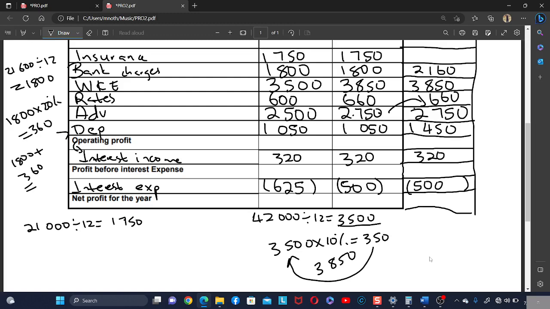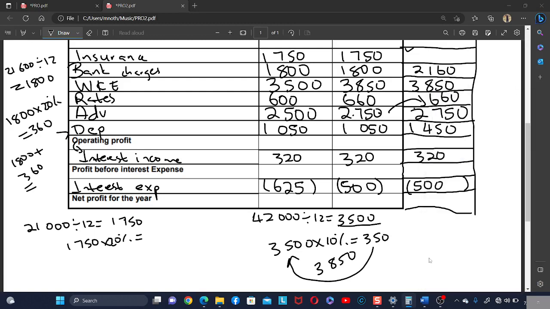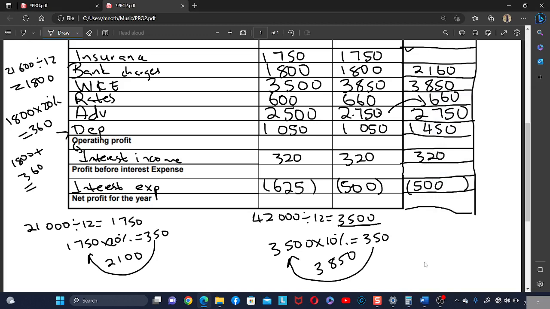But then we are told that all other expenses are expected to increase by 20% in September. So the insurance here in September must increase. So 1,750 times 20%, that is going to be 350. So if you add the two, 1,750 plus 350, it is going to be 2,100.